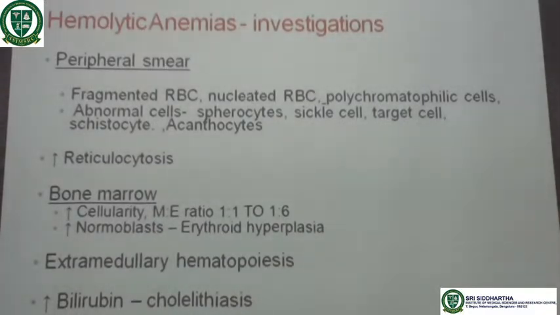On peripheral smear we see fragmented RBCs, ruptured RBCs. Fragmented RBCs means ruptured RBCs. Nucleated RBCs are precursors of the RBCs. Whatever you see, proerythroblast, normoblast, we call them nucleated RBCs when seen in the blood.